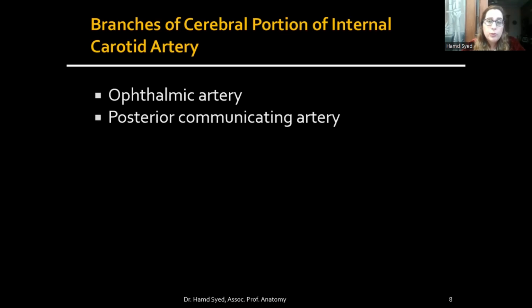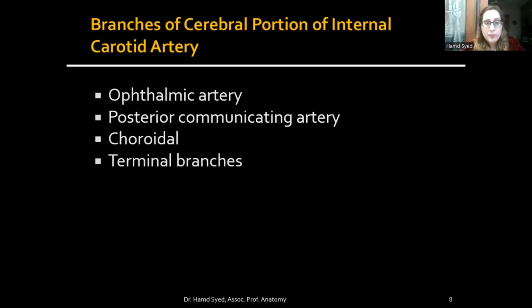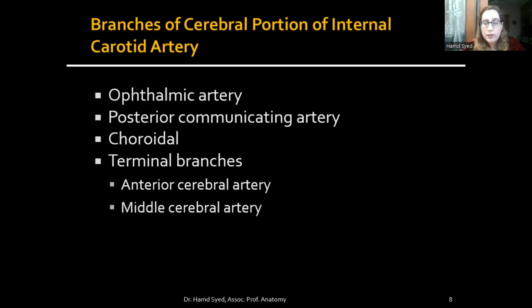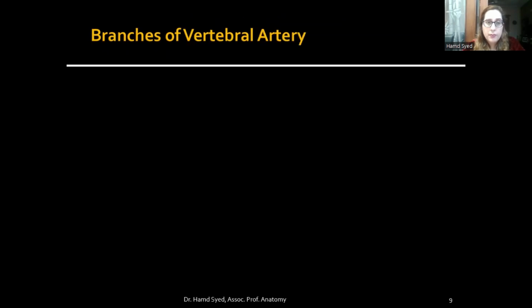The posterior communicating artery was the branch which completes the Circle of Willis at the base of the brain. Plus, there is also a choroidal branch which goes to the choroid plexus in the inferior horn of the lateral ventricle. The terminal branches, as I showed you, are the smaller anterior cerebral and the larger and more prominent middle cerebral arteries.